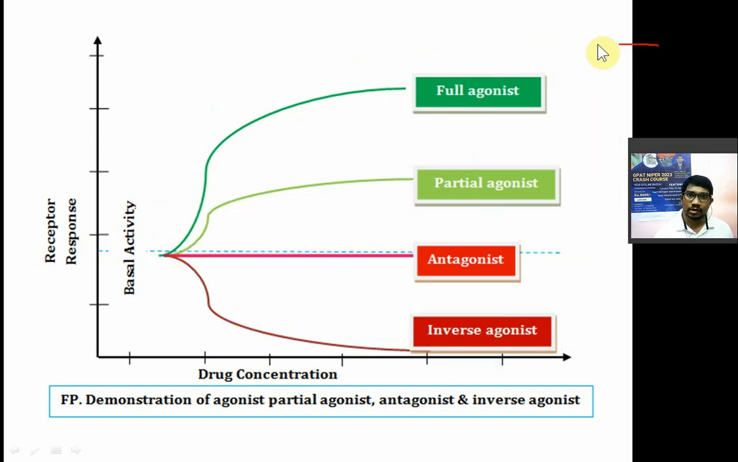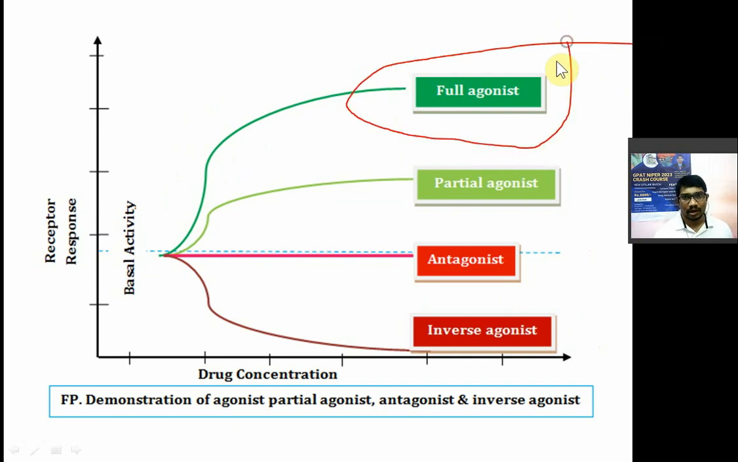Benzodiazepine diazepam will produce a depressant effect on the CNS upon combining with the benzodiazepine receptor. But beta carboline will also combine with the benzodiazepine receptor but will produce CNS stimulation.